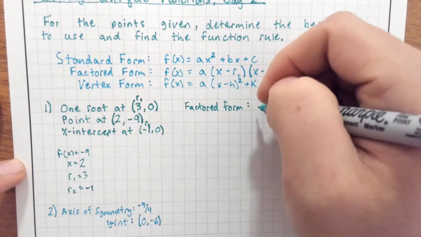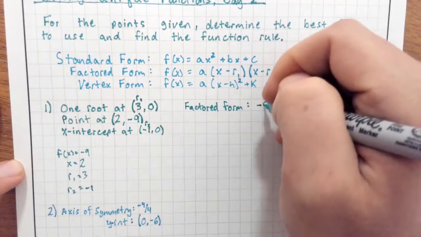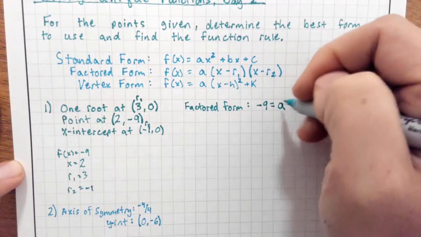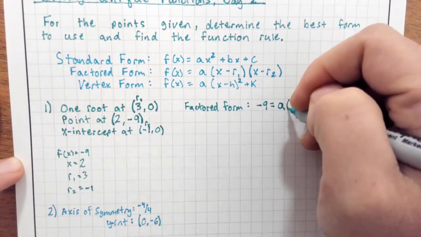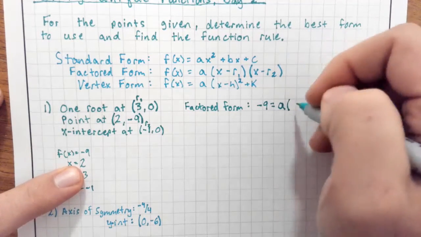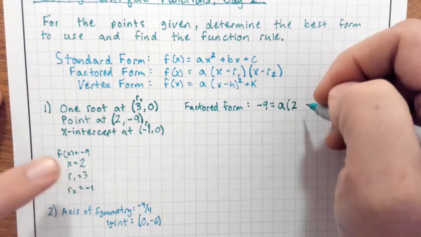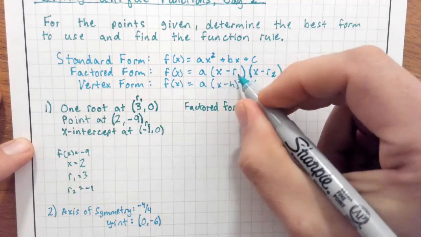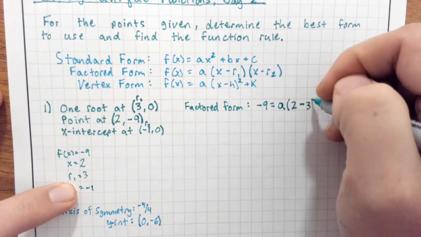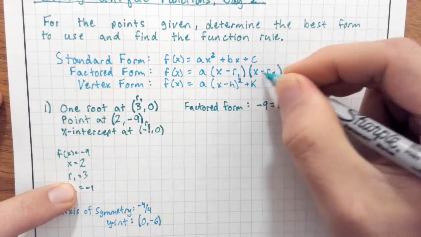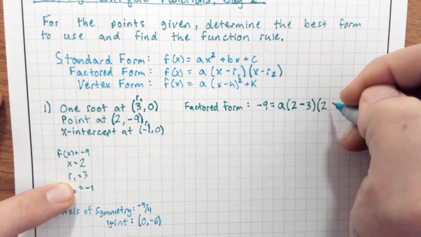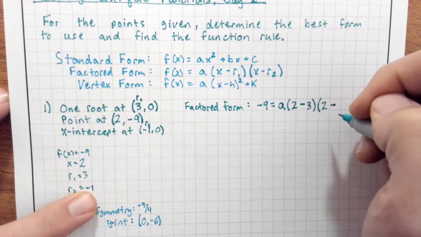So f of x, again, I'm going to be replacing with -9. -9 is equal to, a is the variable that I need to solve for. That's like the missing link here. Times, I do have an x value that I'm plugging in. I'm plugging in +2. And then I'm subtracting the value of the first root, which is 3. Close my parentheses, open up the second one. Now I'll plug things into this factor. Again, the x value is 2. I'm going to subtract -1.